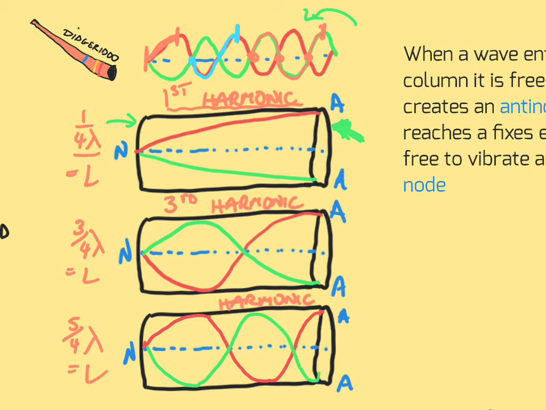And let's just mark in where we have our nodes, okay? So our antinodes are where it's free to vibrate. So in the third harmonic, there's actually another node here. There's an antinode here and here. And in the fifth harmonic, we have antinodes here and here. We have a node. We have a node, and this, of course, we said is the fifth harmonic.